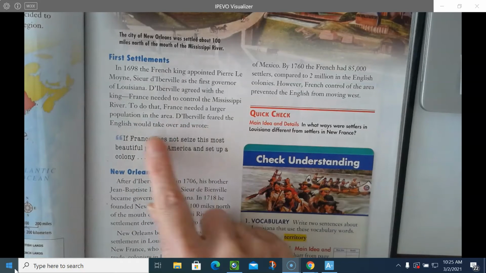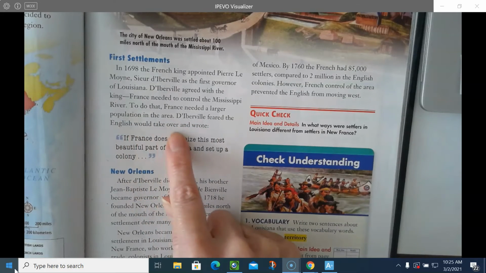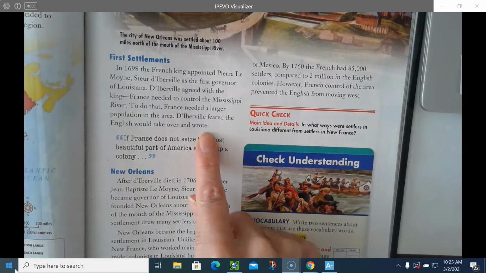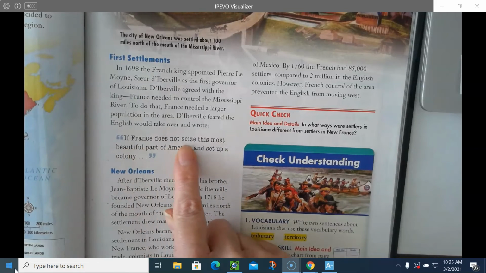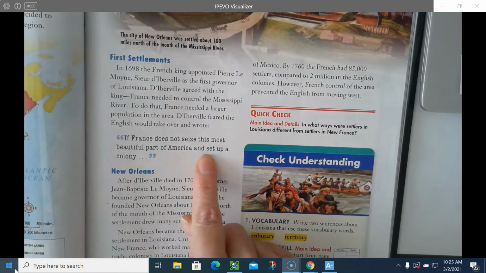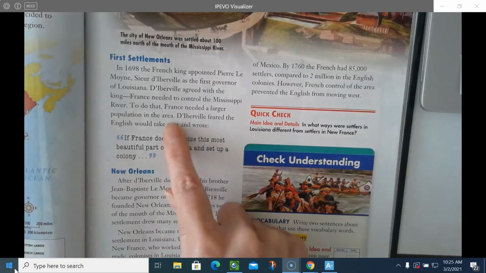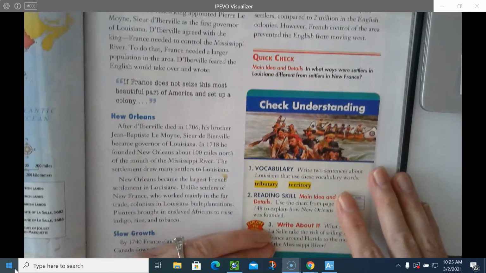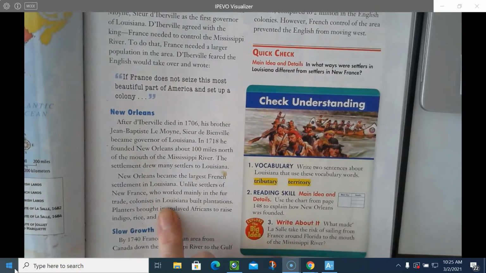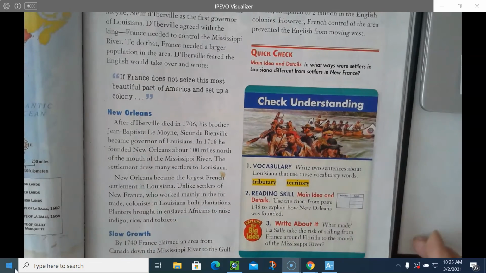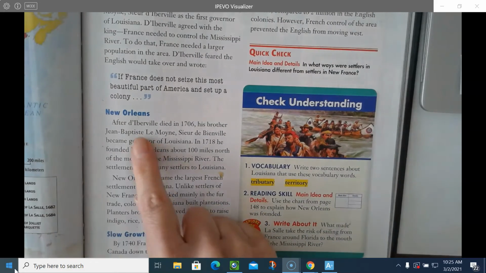D'Iberville feared that the English would take over, and this is what he wrote in his journal. "If France does not seize this most beautiful part of America and set up a colony, it will be taken over by the English." Okay, let's talk about New Orleans and the importance of that settlement.